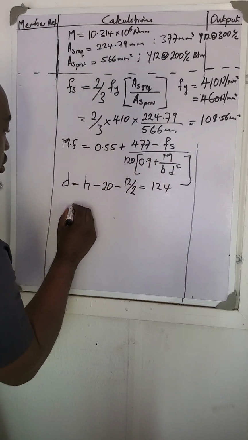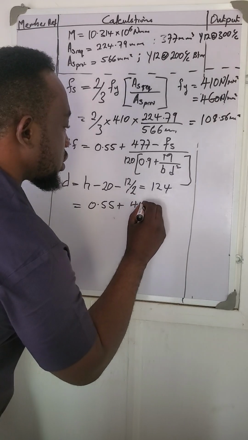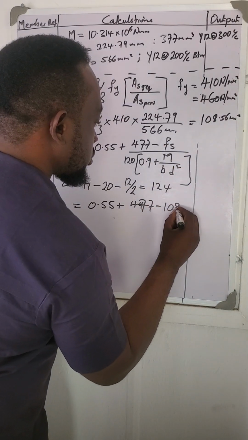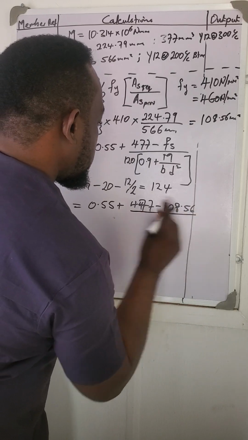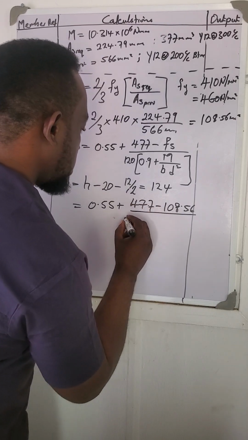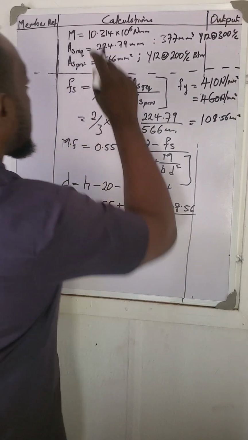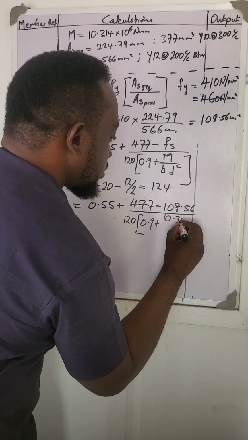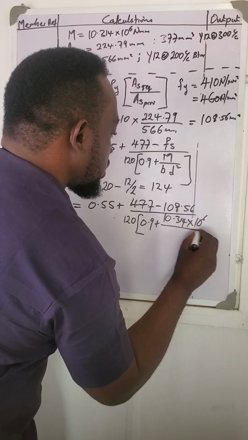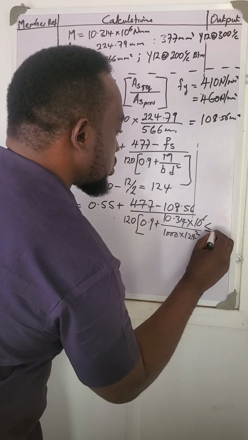So when you now input the values, you see that 0.55 plus 477 minus 108.56 over 120 into 0.9 plus our moment, which is 10.314 times 10 raised to the power 6, over 1000 times 124 square. This must be less than or equal to 2.